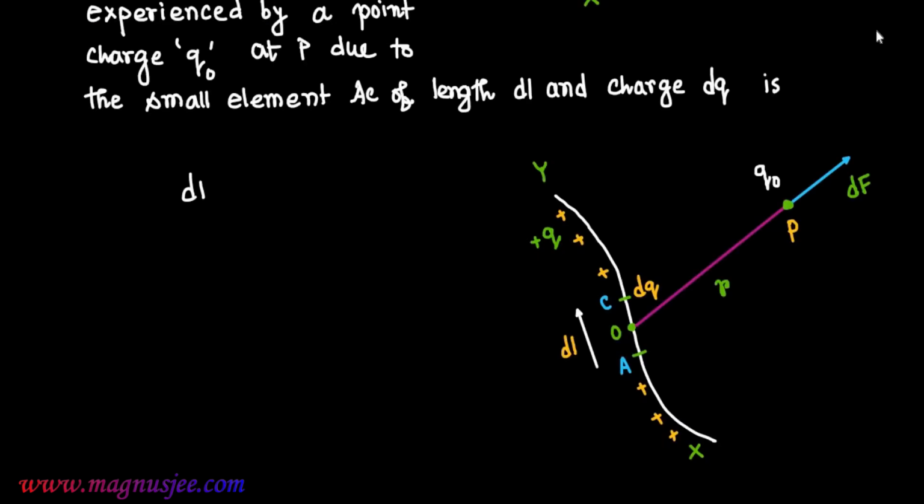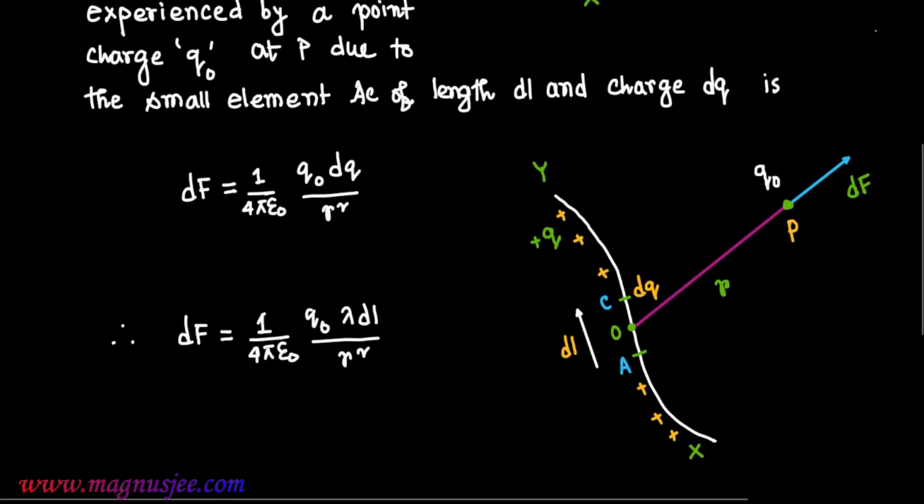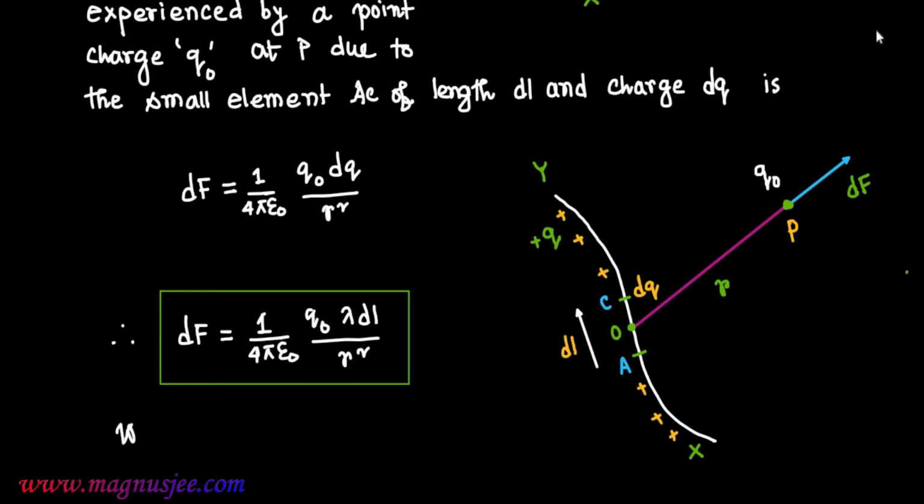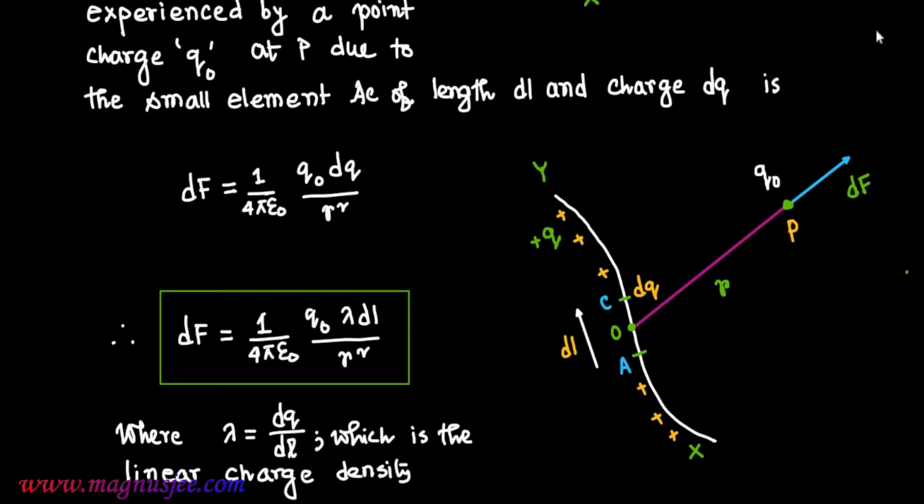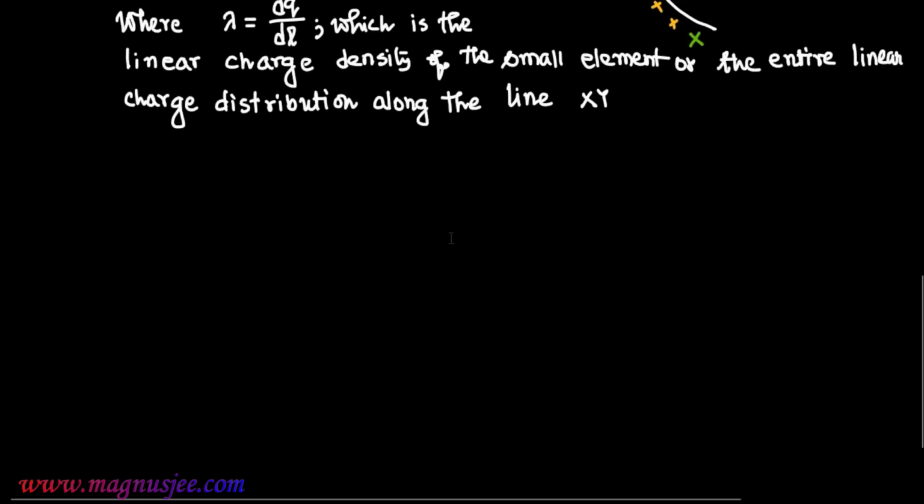is given by dF equal 1 by 4 pi epsilon 0 Q naught dq divided by r square. Therefore dF equal 1 by 4 pi epsilon 0 Q naught lambda dl divided by r square, where lambda equal dq by dl, charge by length, is the linear charge density of the small element AC, or of the entire charge distribution along the line xy.